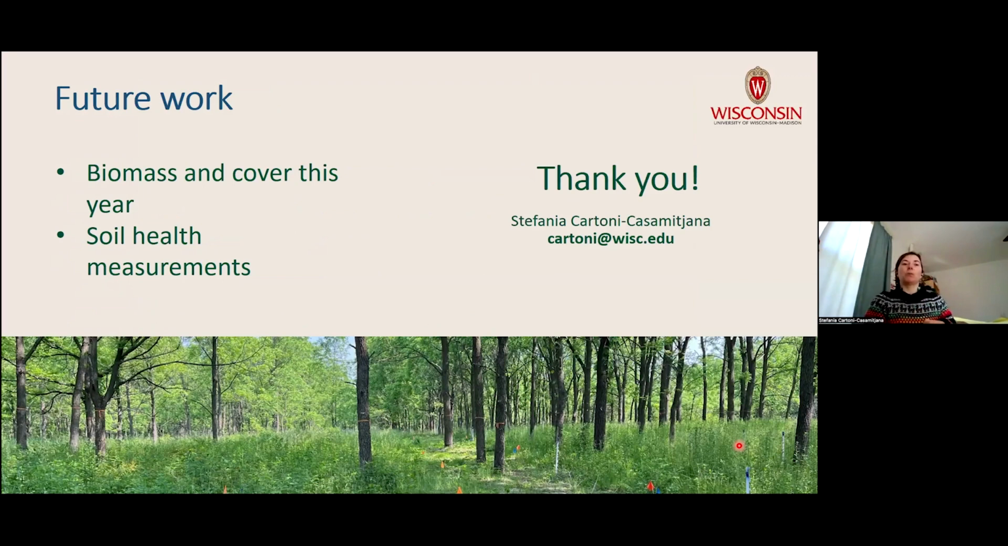This year, we will measure biomass and cover again to be able to compare the cover of each species within the mix. So we will be able to compare perennial rye, smooth brome, meadow fescue, and orchard grass and how each species grows. And we will also take soil health measurements. And if you have any questions, here's my email, or if we have time now, I'll be able to answer anything that you need. Thank you.